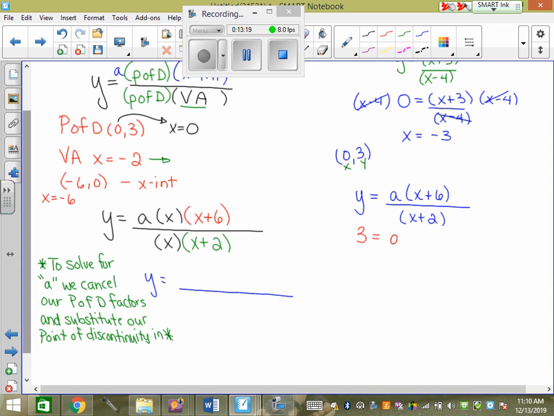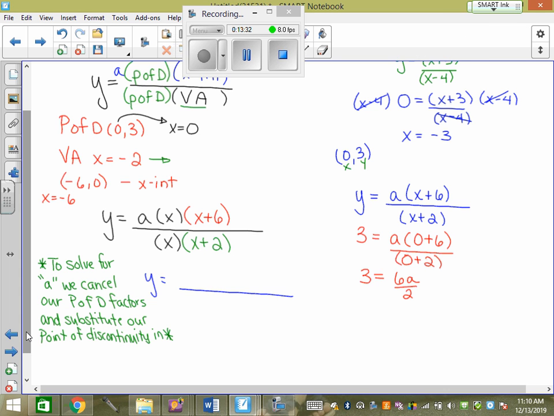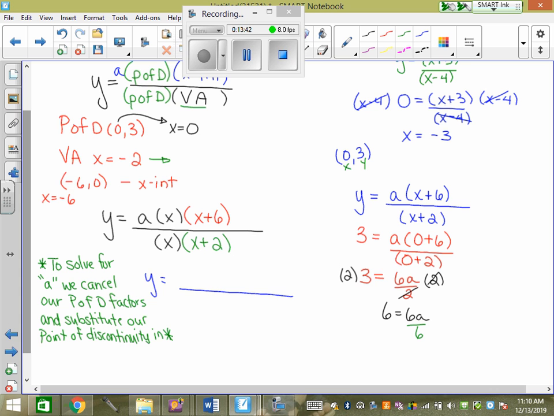So we're going to get 3 equals a, 0 plus 6 over 0 plus 2. So we get 3 equals 6a over 2. Then we can multiply by 2. 6 equals 6a. Divide by 6. And a equals 1. A is not always 1, though. If a is 1, do I have to write it? No. A is technically 1, but I wouldn't have to write it.